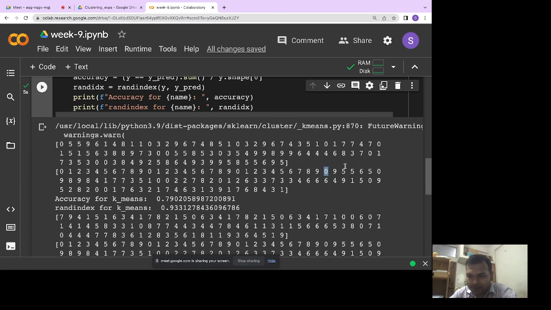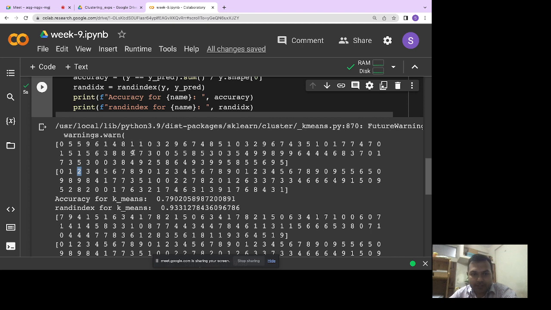Here, here, here, here and so on. So probably whatever k-means has assigned as 0 is actually class 0, the digit 0. Okay. Now let's look at 5. K-means has assigned 5 here. It is actually 1. K-means has assigned 5 in the next case as well. It is actually 2, the class 2.